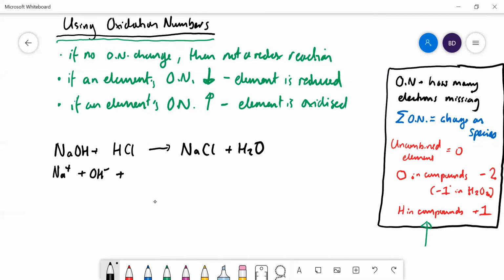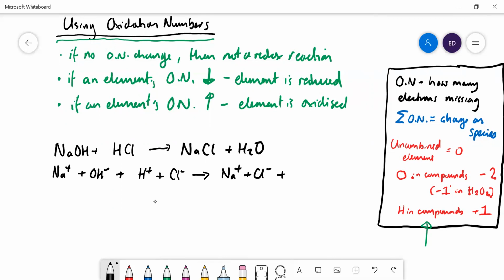HCl is a strong acid, so it breaks into its ions. Acids always make H+ ions, don't they? And chloride is going to be Cl-. And then sodium chloride is an ionic solid, so that's Na+ and Cl-.